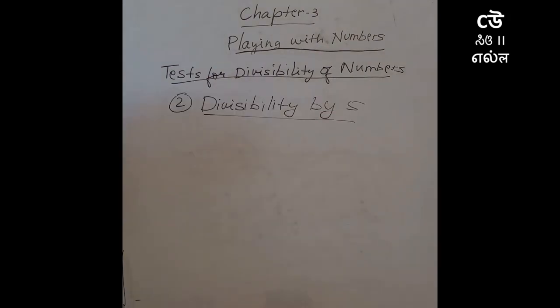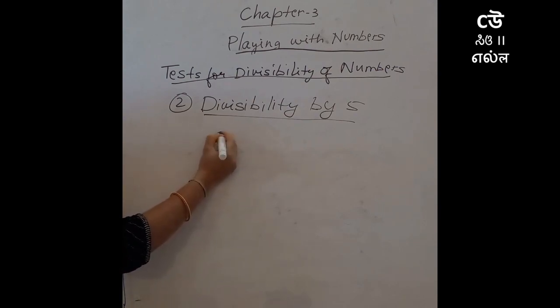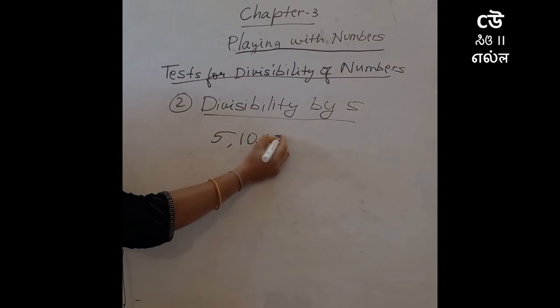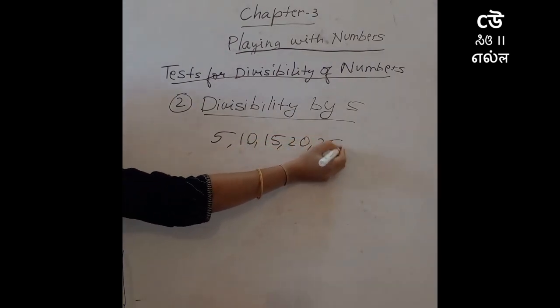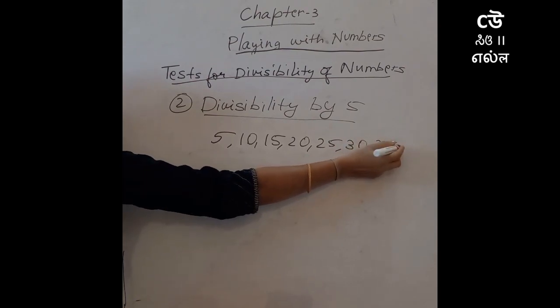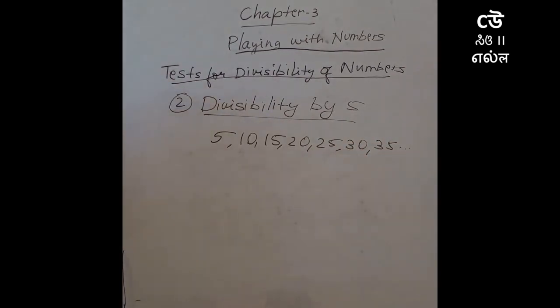So, there is one boy called Mani who found some interesting pattern in the numbers, that is, multiples of 5. He found some interesting facts for multiples of 5. So, let us see the multiples of 5. What are the numbers which are multiples of 5, children? 5, 10, 15, 20, 25, 30, 35 and so on, right? So, these are the multiples of 5. Can you tell whether it has a particular pattern or not?